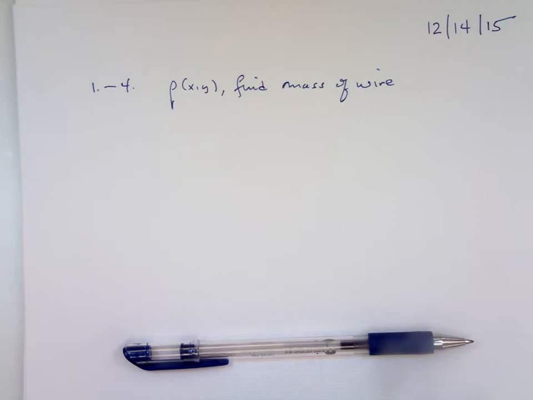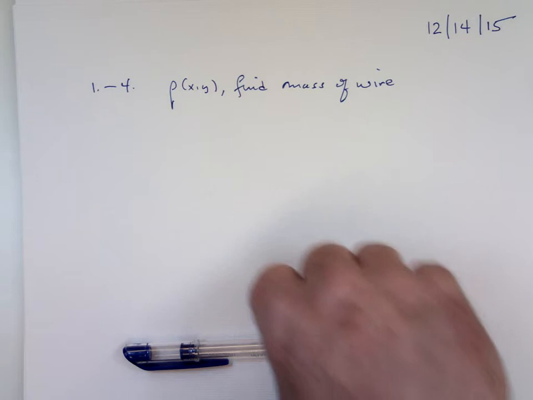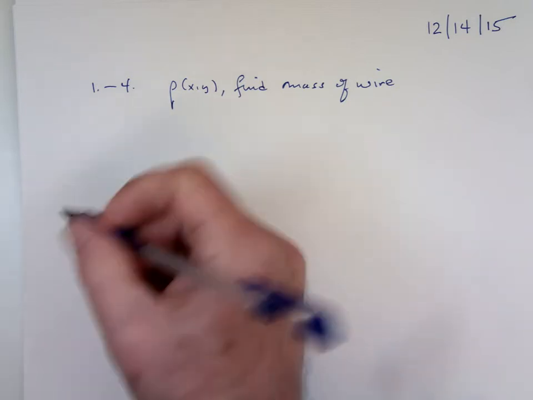Okay. Find the mass of the wire. So I'm going to give you a path. I'll give you a density function, and you have to find the mass of the wire. 5 through 10.